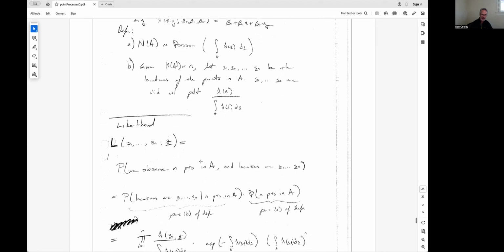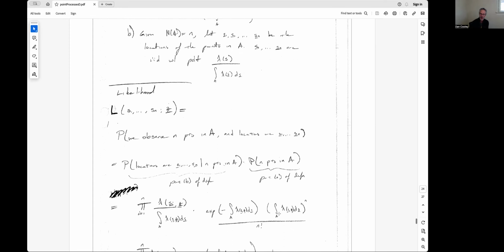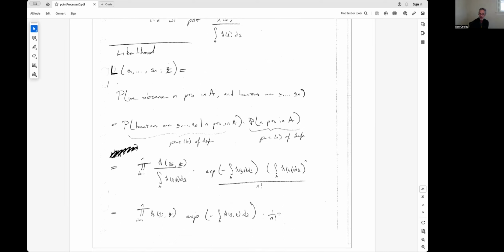Well, we can go from this 'and' probability statement to a product of conditional probabilities. So that is equal to the probability that the locations are S1 through Sn, given that there are n points in A, times the probability that there are n points in A. Standard probability argument, but nicely, this relates directly to the definition that we were just talking about. This is part B of the definition. This is part A of the definition. And so we can write down a likelihood.